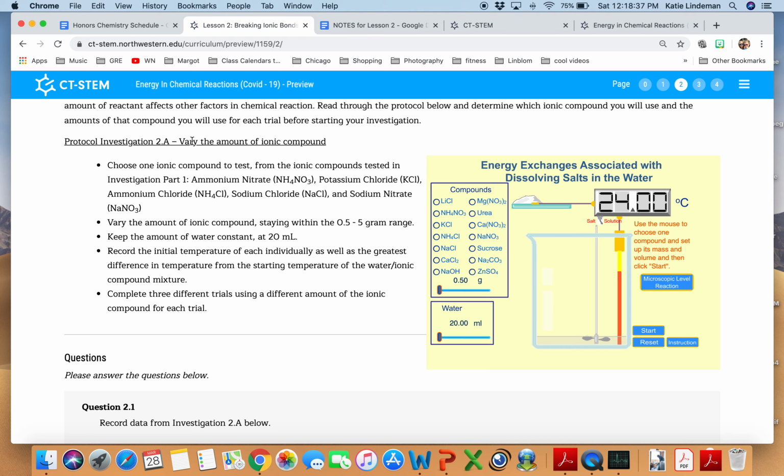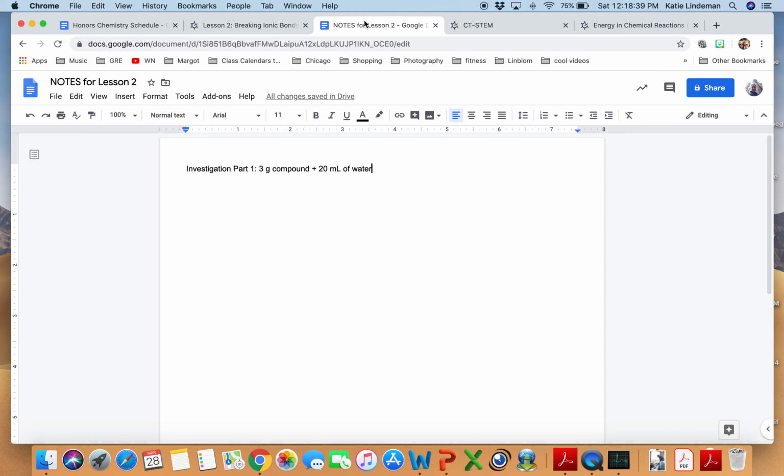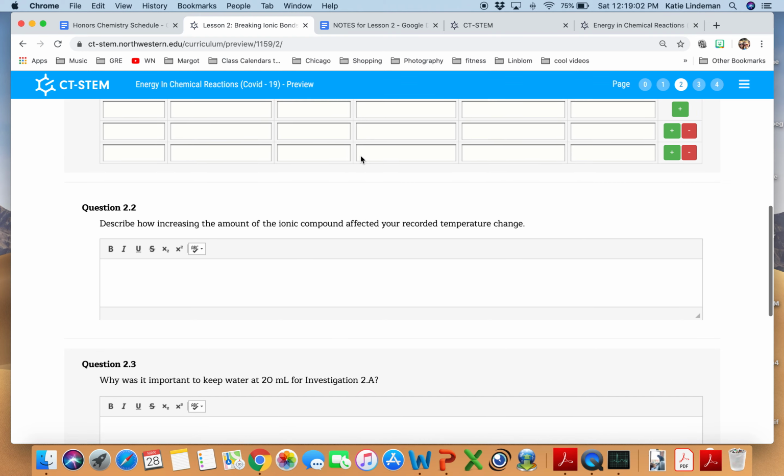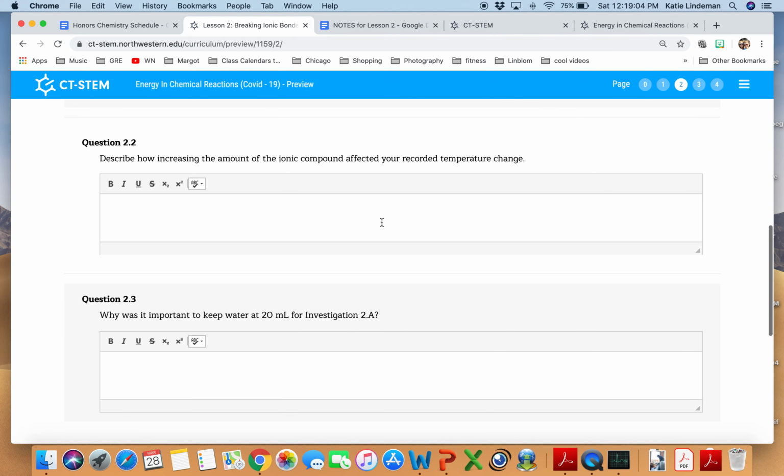So I'm just going to make a note that in investigation 2.A, we varied the amount of ionic compound, and we still had 20 milliliters of water. Again, you would be writing this down in the note section at the very bottom. Okay, so you'll go through those and then we'll answer these two questions.